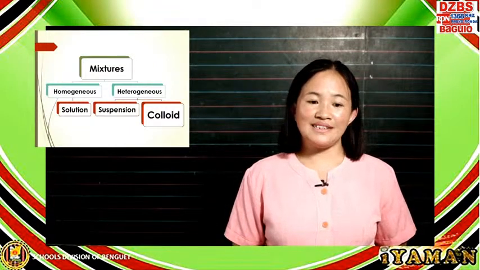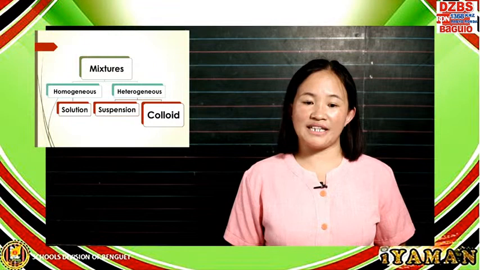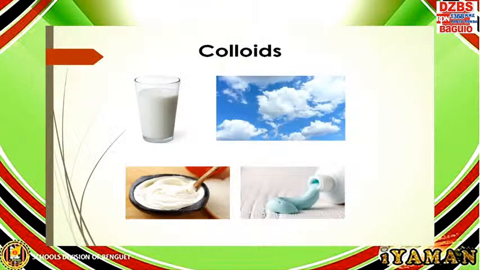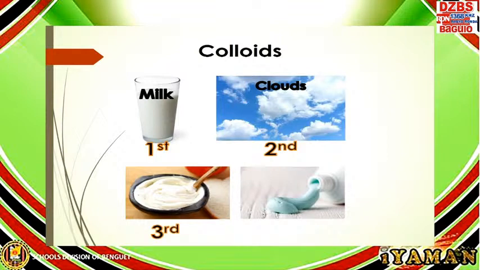Let's name the pictures. What is in the first picture? Correct. It's a glass of milk. How about the second picture? Yes, clouds. The third picture? You're right, a bowl of mayonnaise. The fourth? Very good, it's a toothpaste. These are examples of colloids.